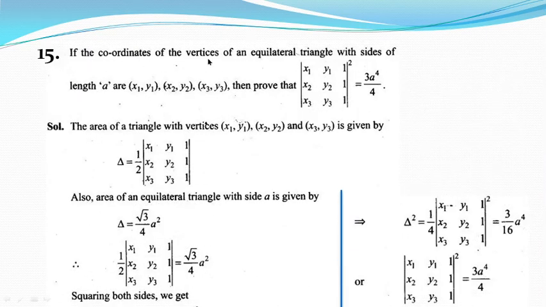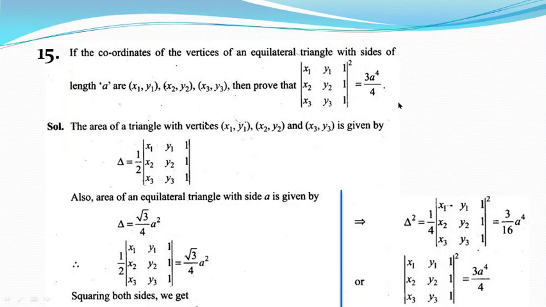15th question: if the coordinates of the vertices of an equilateral triangle with sides of length a are these three, then prove this thing. The area of the triangle with vertices is given by, we know this is the formula. Then the area of an equilateral triangle, we know another formula as well, root 3 by 4 side squared. So squaring both sides, this area squared is equal to 1 by 4 into this determinant whole squared, equal to 3 by 16 a raised to the power 4.